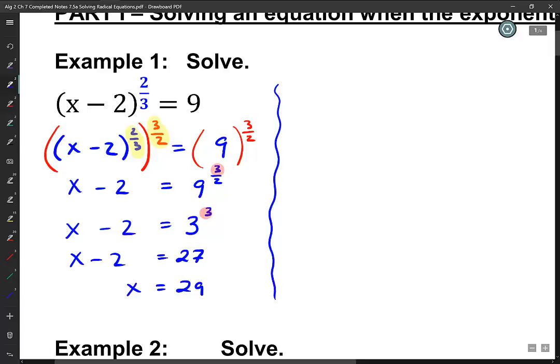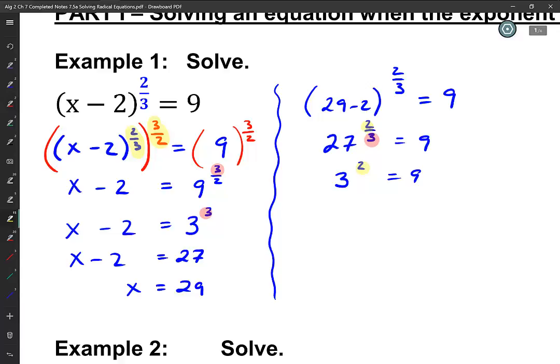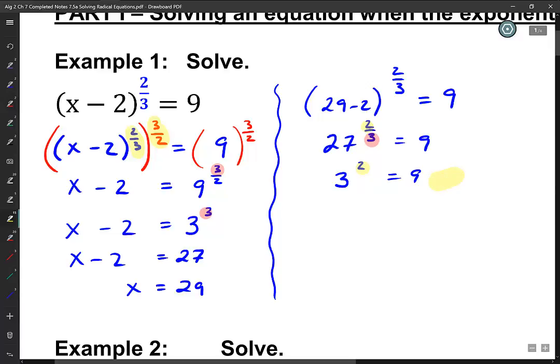So we can very easily check this work. We can plug in the number 29 minus 2 to the 2/3 and say, does that equal 9? Well, that's 27 to the 2/3 equaling 9. We then can think, okay, we need to take the cubed root of 27, and that's 3. And then we have 3 squared equals 9. Just trying to track where those numbers are coming from, the 2's are coming from right there. And that is correct, and so we do have an answer of x equals 29. So we can circle that answer, and we're going to move on to the next one.